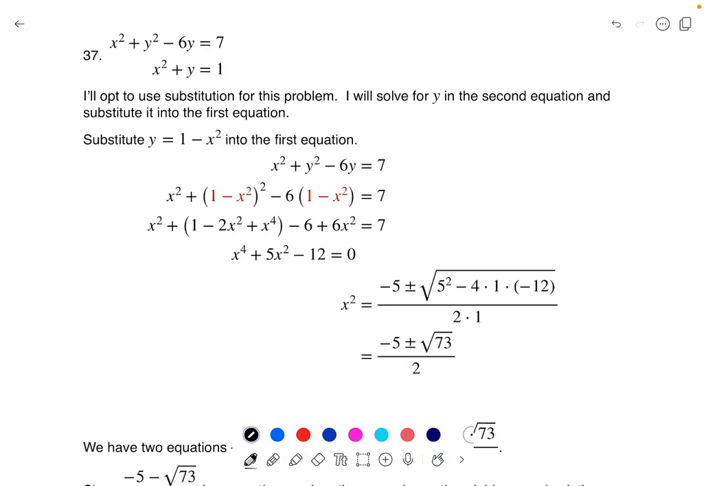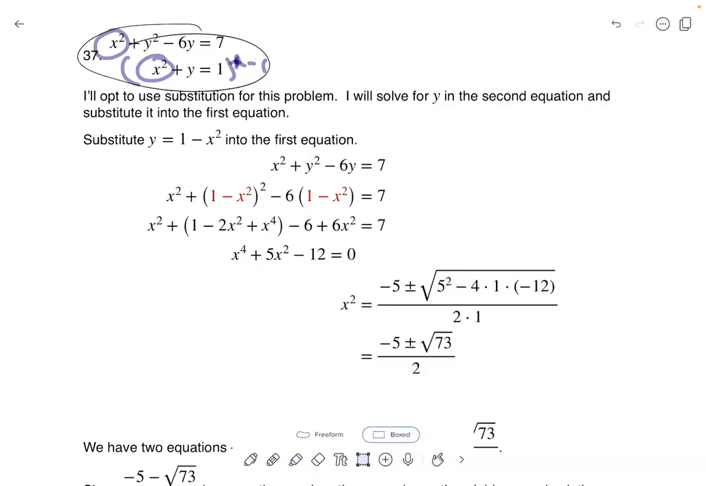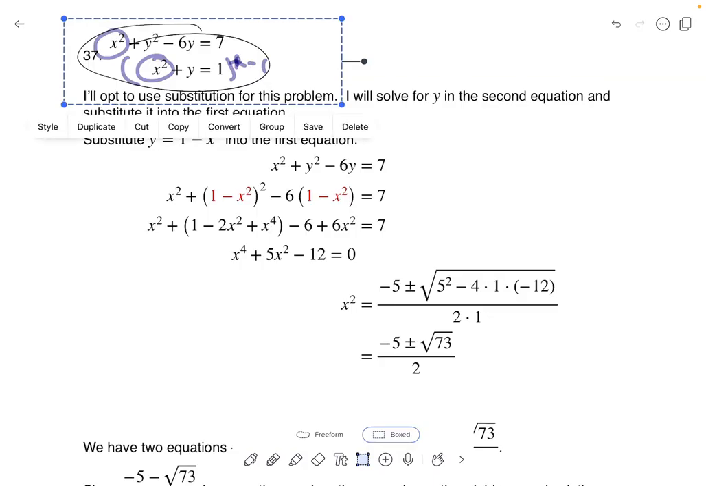Math 21, I had a question coming out of section 7.3, number 37, and we need to solve this nonlinear system of equations. And you could do this a couple of ways. Looking at it, you could use elimination because I see there's x squareds here. So maybe I multiply this equation by -1. I'm going to opt to use substitution, but I just want you to hear you could use either method.